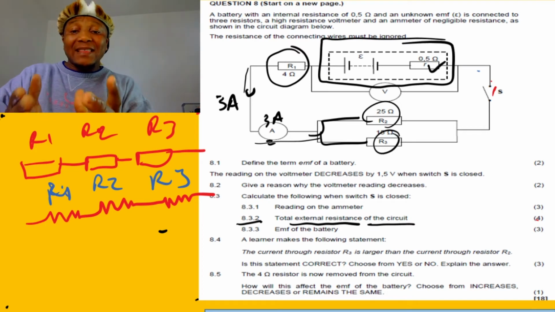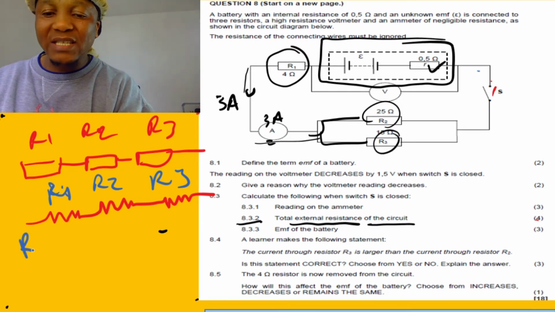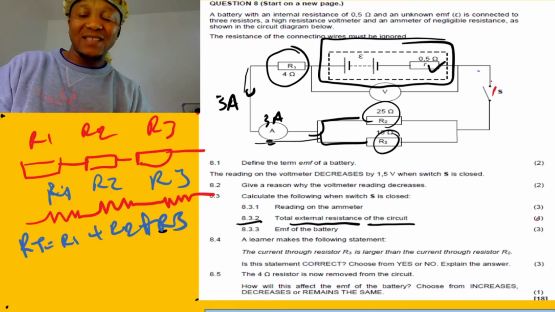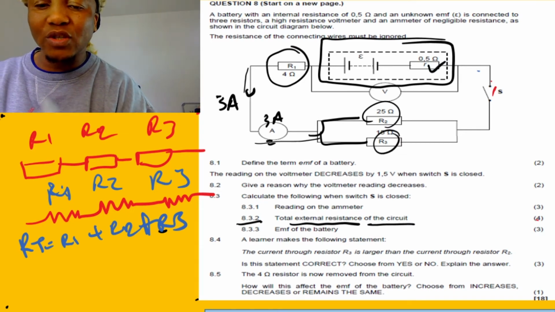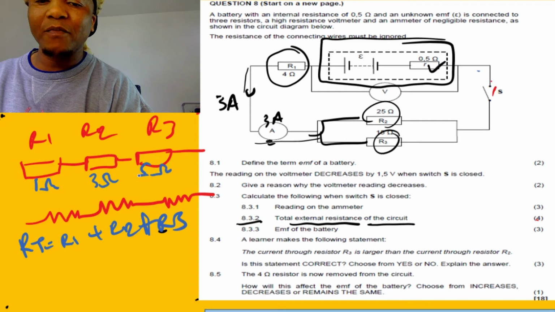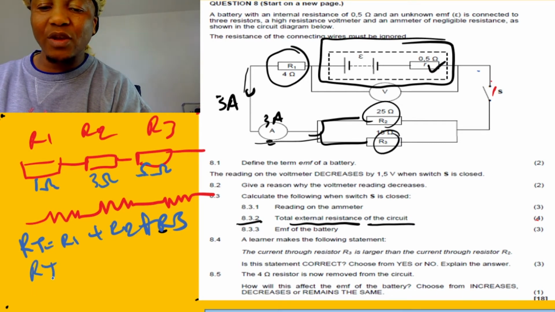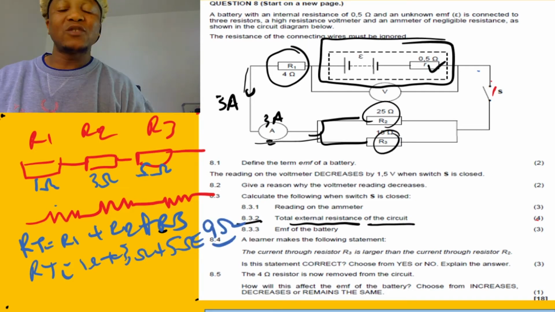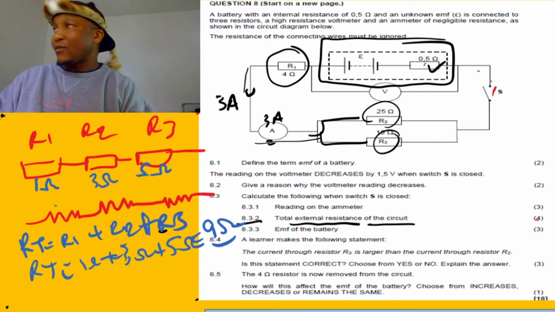If your resistors are in series like this case here, you say total resistance is just the sum of all of them: resistor 1 plus resistor 2 plus resistor 3. Why do we do that? Because these resistors are in series. For example, let's say this is 1 ohm, this is 3 ohm, this is 5 ohm, and ohm is the unit for resistance. So total resistance equals 1 ohm plus 3 ohm plus 5 ohm, which gives us 9 ohm. This is the total resistance if our resistors are arranged in series.